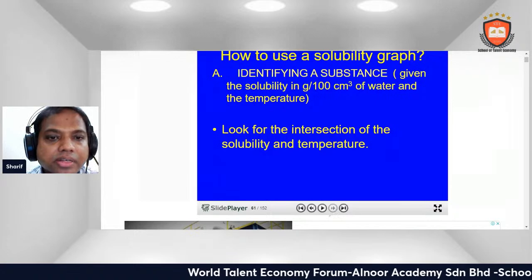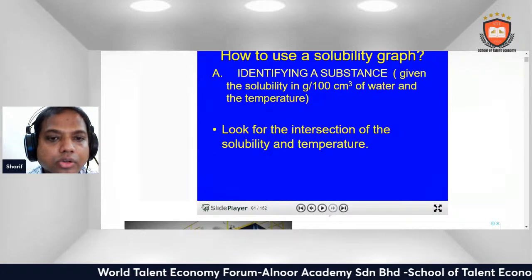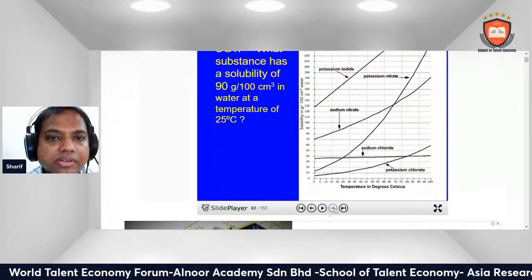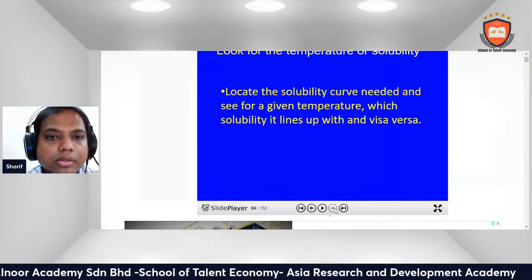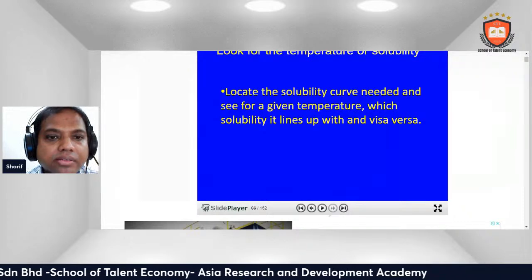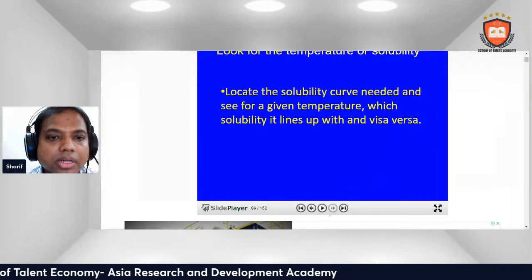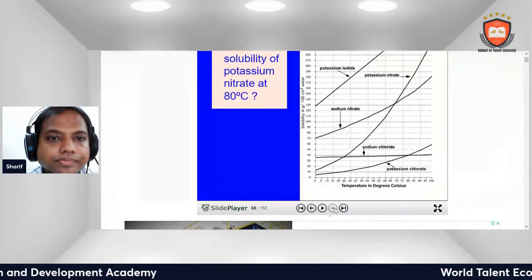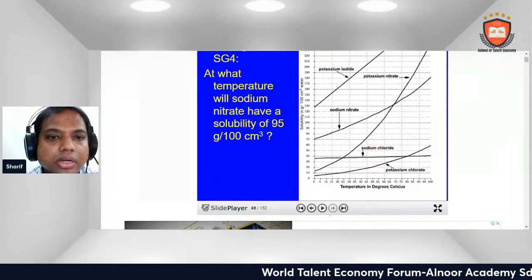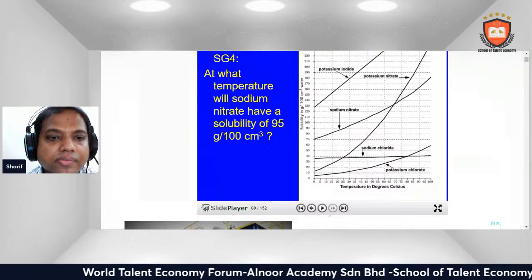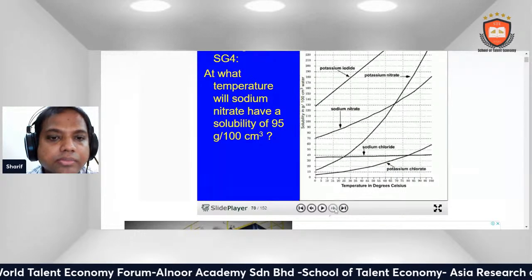Identifying a substance by looking at the interactions of solubility and temperature. Locate the solubility curve needed and see, for a given temperature, which solubility it lines up with, and vice versa. At what temperature will sodium nitrate have a solubility of 95 gram per 100 cm3?